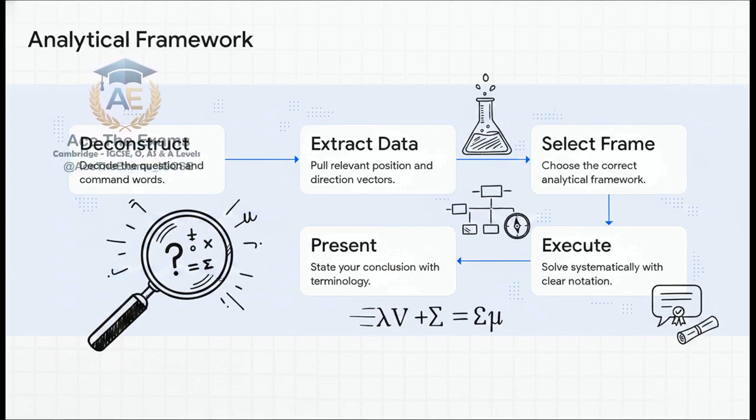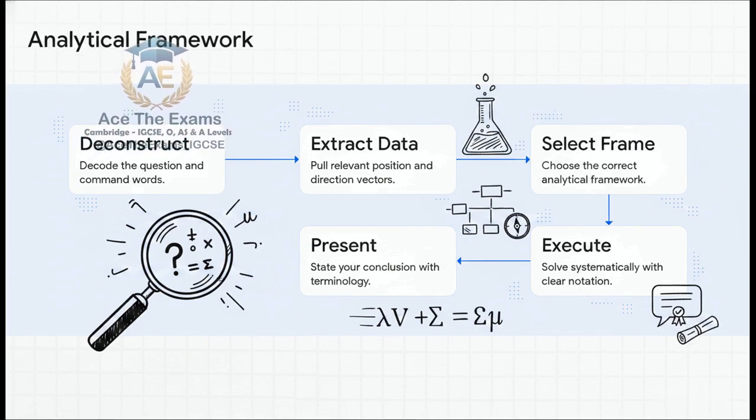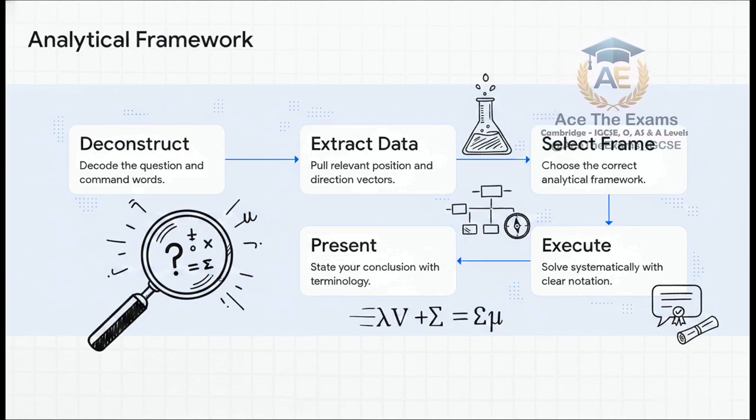Here is the exact step-by-step procedural framework you need for a high-tariff question, like determining whether lines L1 and L2 intersect, are parallel, or are skew. Step 1. Deconstruct the question. You have to decode the command word.